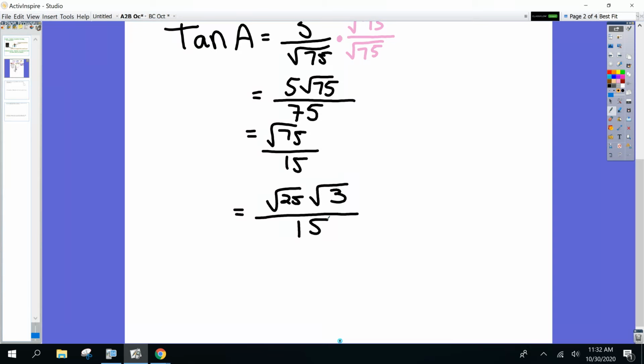All right, let's keep going. Square root of 25 is 5. Radical 3. So all I did was take the square root of 25, and it's 5, all over 15.